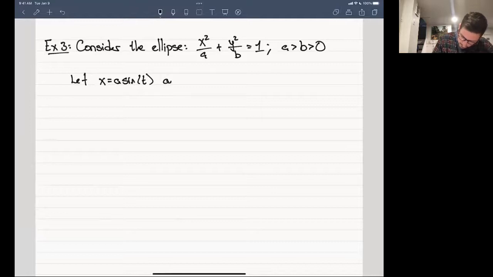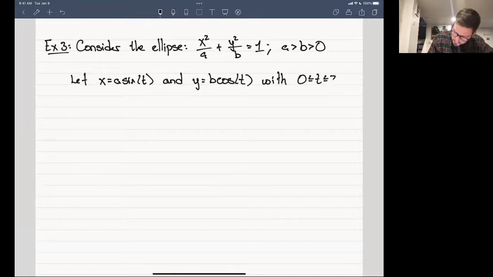and y equal to b cos of t. It's perfectly okay if you want to change the sines and cosines around. Maybe you're more used to x being in terms of cosines. I just wanted to do it this way because I thought it would be kind of fun, mix things up a little bit. With 0 less than or equal to t, which is less than 2 pi.